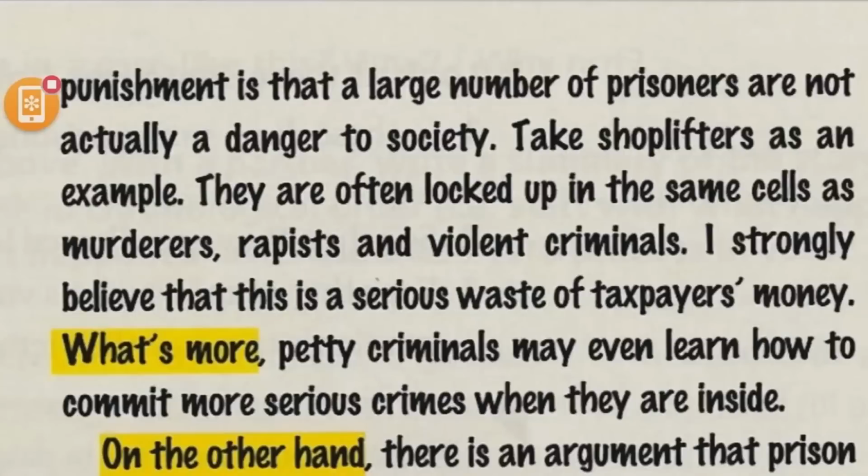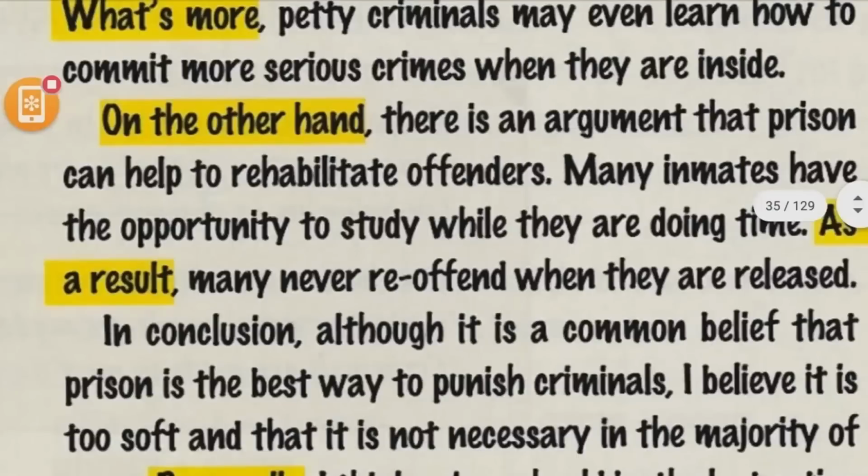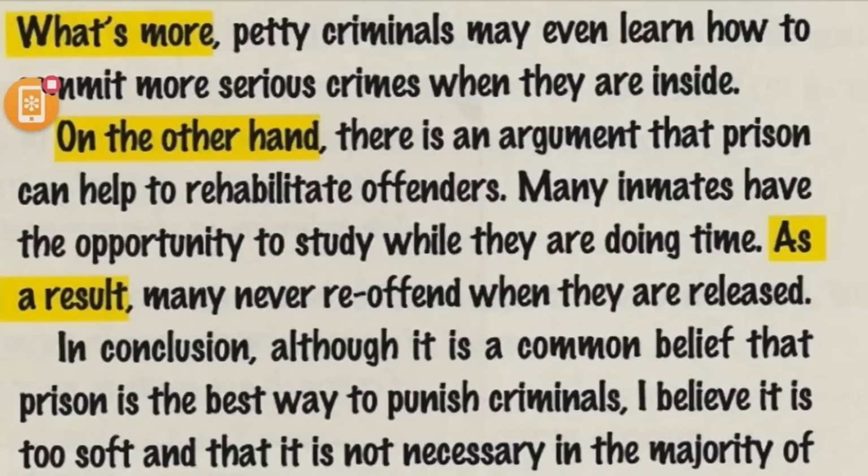Now after this paragraph we have the next body paragraph, and this is what I call the heart of the opinion essay. This is called contrast. Now you disagree with the topic. You have given 2 reasons for your disagreement, but now you will talk about people who agree and what their standpoint is. So that's what you're going to mention here. A contrast paragraph always starts like on the other hand, on the contrary, however. So on the other hand, there is an argument that prison can help to rehabilitate offenders.